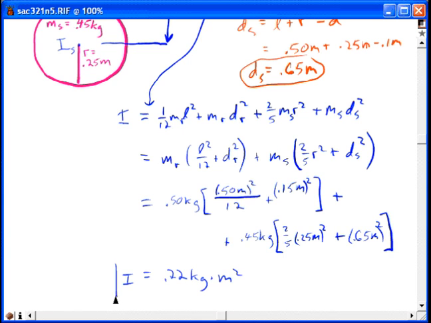Put down kilogram meters squared, to be honest, because moment of inertia in SI units has units of kilogram meters squared. Let's check it out and make sure that they really worked out that way. In here I got meter squared plus meter squared. That's all meter squared times kilogram. Okay, that's good. And then in these brackets I've got meter squared plus meter squared, that's meter squared, times kilogram. So that one's good as well. Add those two together and you get something that's got units of kilogram meters squared. And that does it for SAC 321 problem number 5.